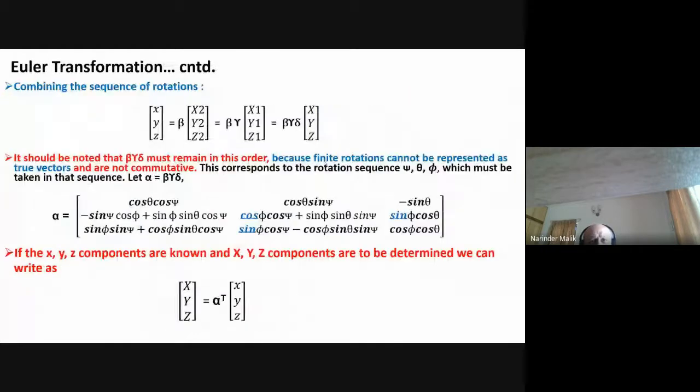Now, x, y, z is in this form. You can multiply and you will get this one. And if you want to do the reverse, that is, you know x, y, z of the body and you want to find the inertial frame, you simply take the transpose matrix. Alpha transpose you will take. Alpha is the multiplication of beta, gamma, delta, which means alpha transpose will be delta transpose, gamma transpose, beta transpose, and x, y, z. So this is how it is.